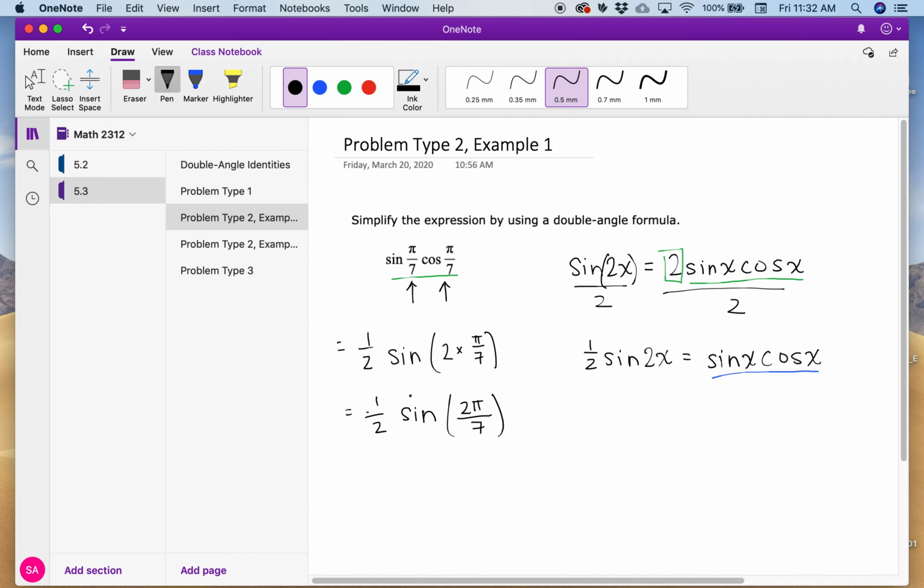This is it. You are done. We simplified this to one trig function. We don't know the sine of 2 pi over 7, it's not a special angle. We can figure it out by plugging it into a calculator, but we like exact answers in trig. So we just keep it just like this: 1/2 sine 2 pi over 7.